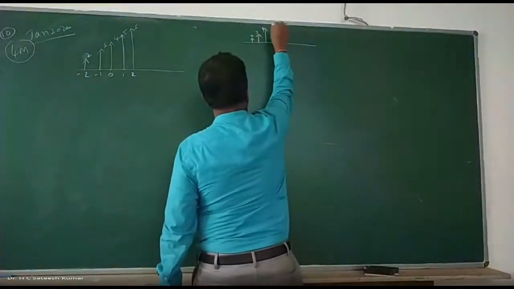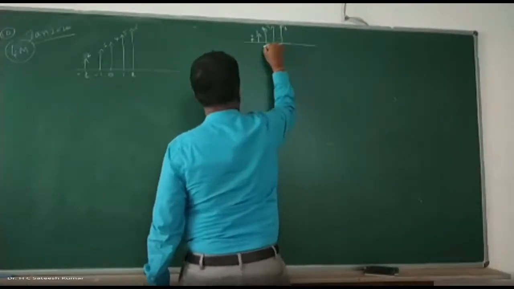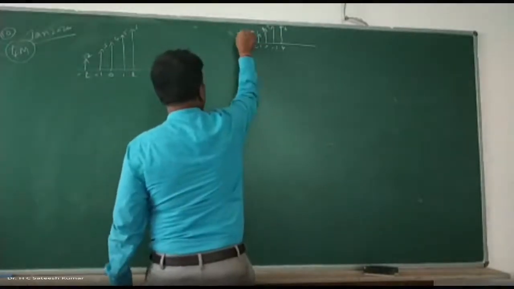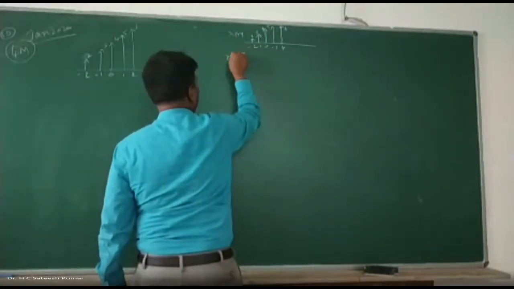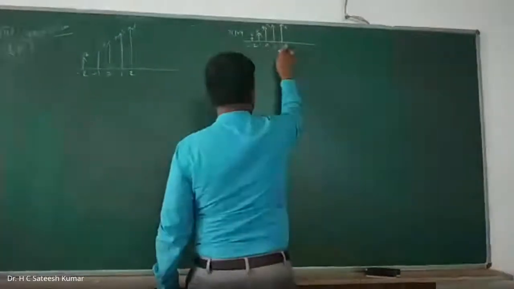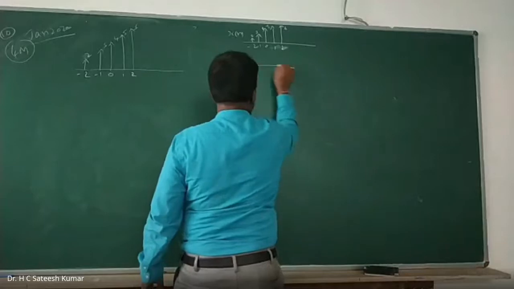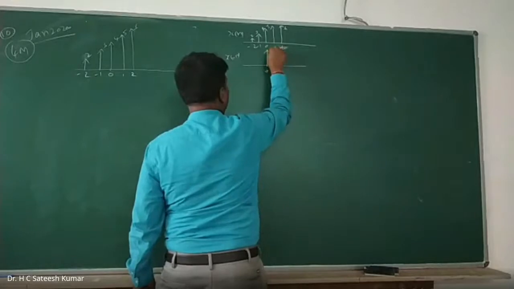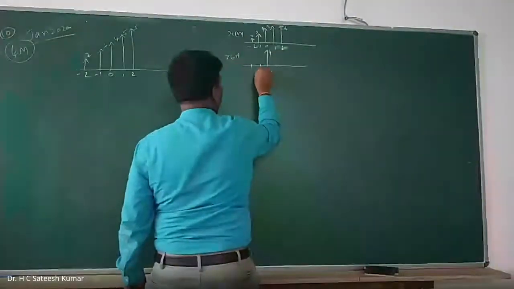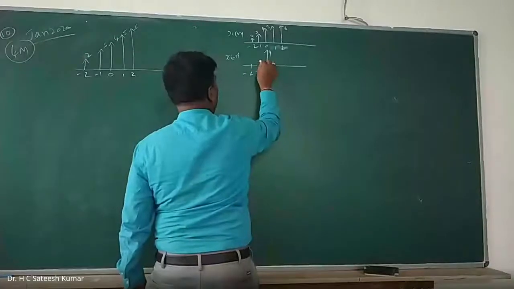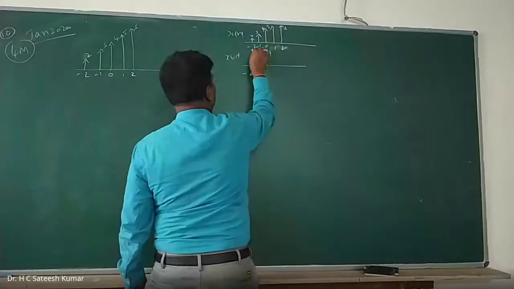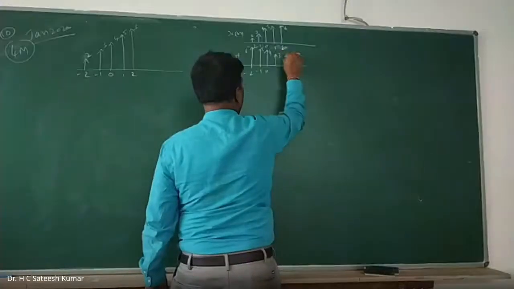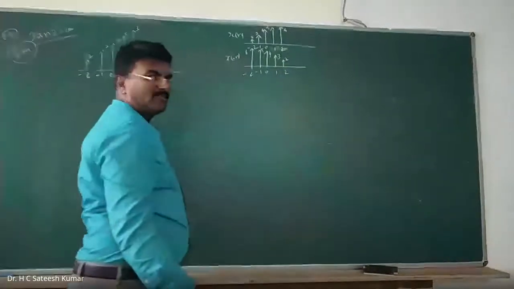This is your x of n. Now x of minus n. Sorry, this is 1 and 2. You fold it. Fold means at 0, it remains the same. What is the value? 4. And this will be coming to this side. -1, -2. So this side it will be 5. This is 6. And this side it will be 3. This side it will be 2. This is x of minus n.